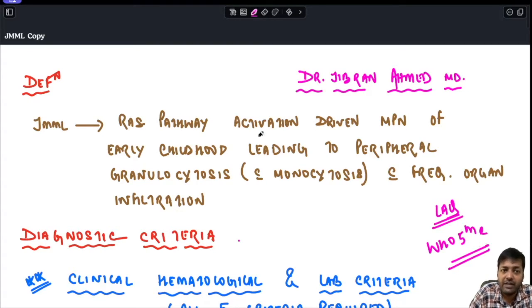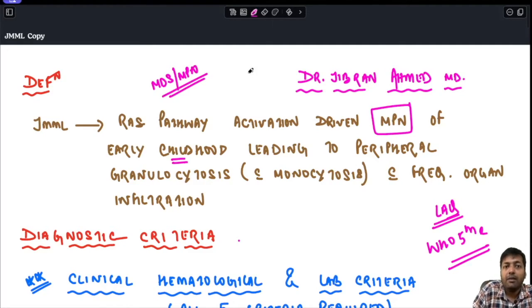So coming to the definition, JMML is a RAS pathway activation driven myeloproliferative neoplasm of early childhood, leading to peripheral granulocytosis with monocytosis and frequent organ infiltration. Now remember, previously JMML was under the heading of MDS/MPN, but in the current WHO 5th edition, it is placed under the heading of myeloproliferative neoplasm.